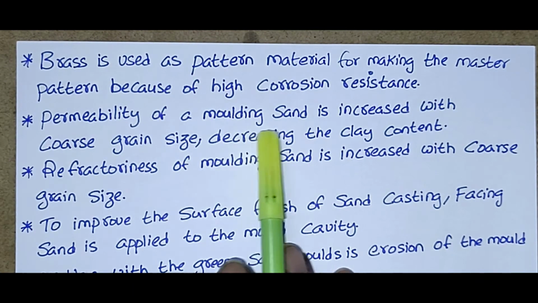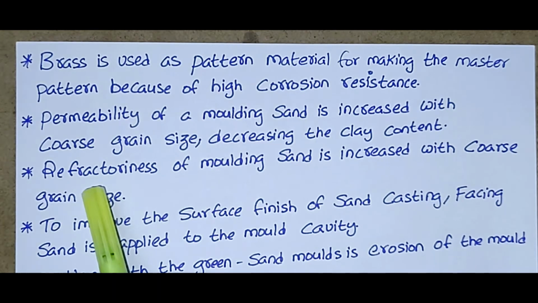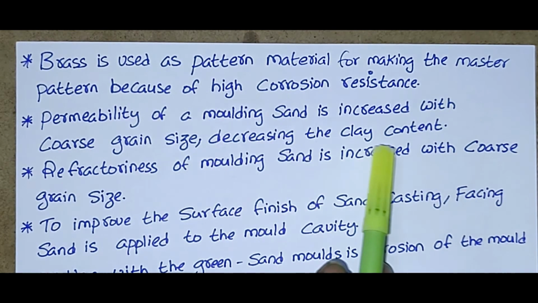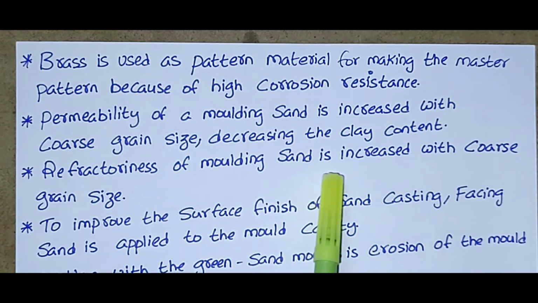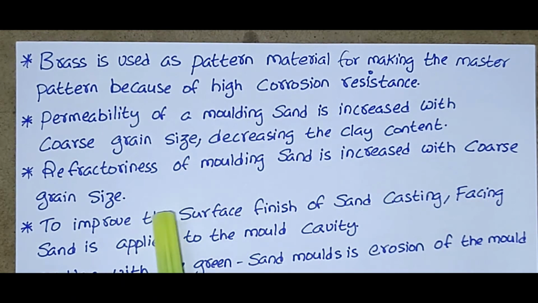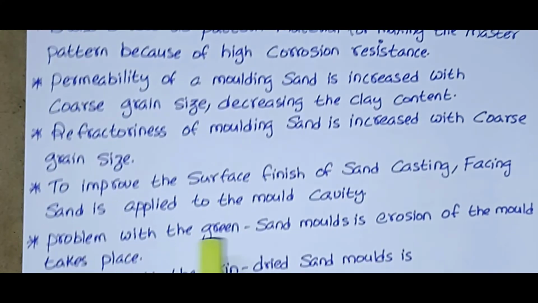Permeability of a molding sand is increased with coarse grain size and decreasing the clay content. Refractoriness of molding sand is increased with coarse grain size. To improve the surface finish of sand casting, facing sand is applied to the mold cavity.